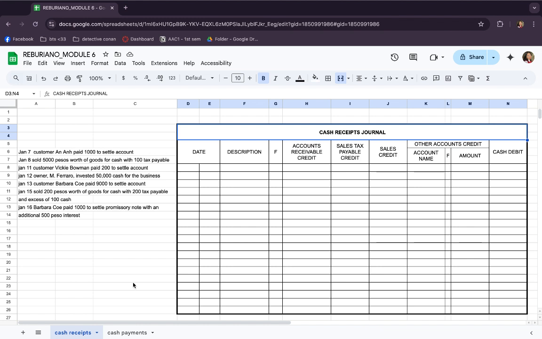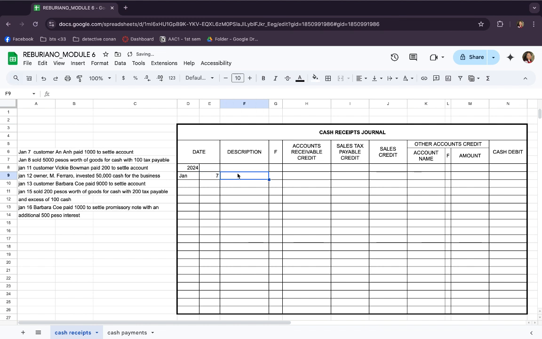So today, I have some business transactions here on the left side and on the right side, the cash receipts journal. And then we will be inputting these transactions one by one. So obviously, let us start with the date. I will input the year first here. Let's say it's 2024. Next, the month, January. Then the day, January 7.